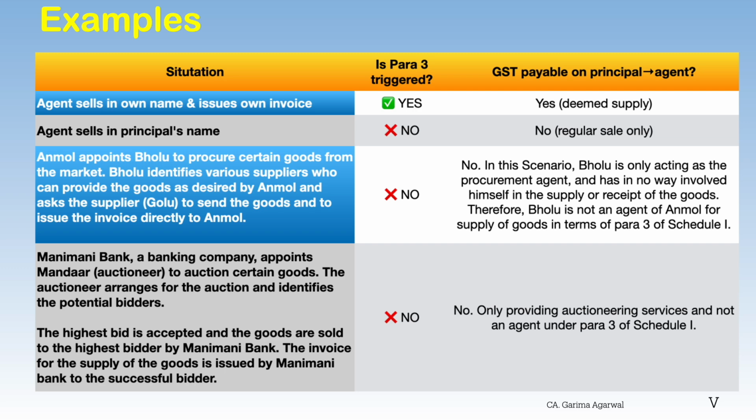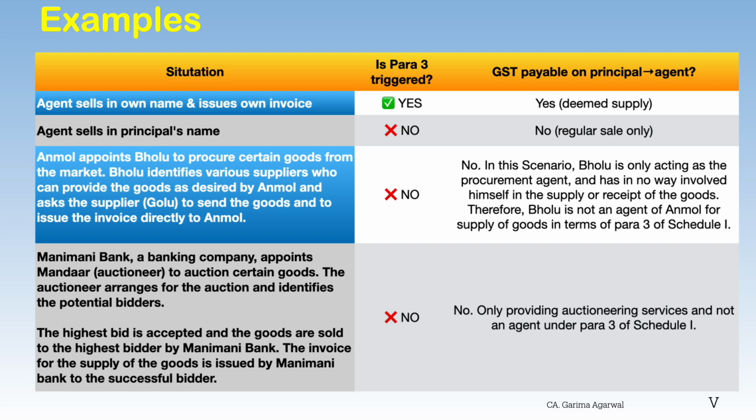So, in this case, will para 3 be triggered? No. Why? In this scenario, Bholu is only acting as a procurement agent. It's only acting as a facilitator and in no way is involved himself in the supply or receipt of goods. Therefore, Bholu is not an agent of Anmol for supply of goods in terms of para 3 of Schedule 1. So, you should always remember the golden rule. Here in para 3, it always follows the invoice. See who has been invoiced by whom. So in this case, Bholu was never invoiced. He is never in the picture. So he is just a facilitator in this scenario. He has not become an agent under GST.